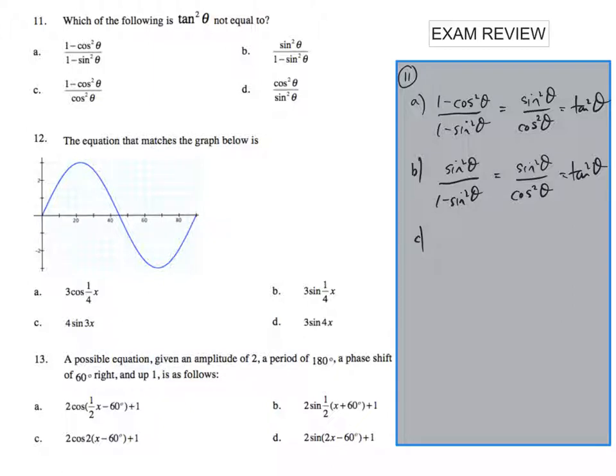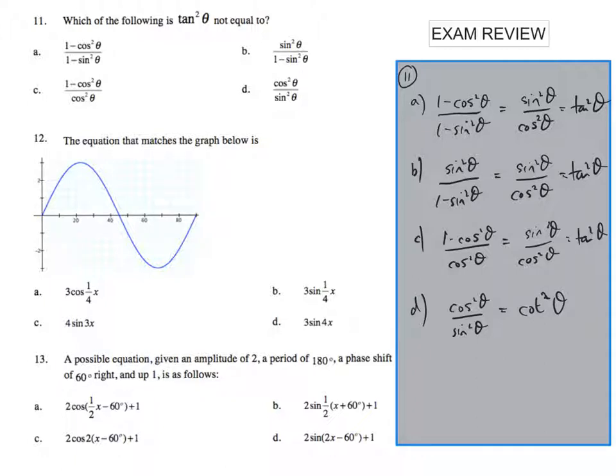C, 1 minus cos squared over cos squared. And the top, 1 minus cos squared, is sine squared. So you can see where this one's going to. This one is correct. So we're presuming that the D is wrong. Let's just go to it. D is cos squared over sine squared. We know straight away that that is cot squared. So I guess common sense would have said start with the one that definitely looks wrong, and that would have been D. Multiple choice. D is wrong.